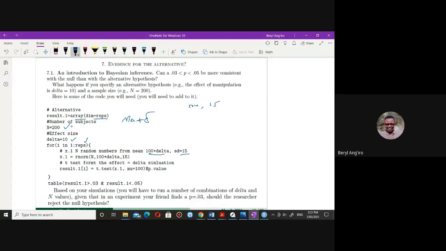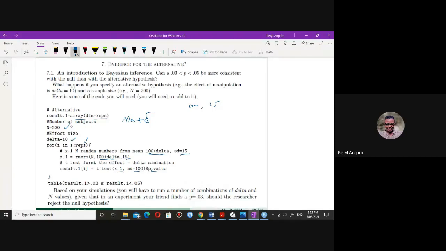Now we are generating from the normal distribution, 200 observations with mean 110, because we have already specified our delta value to be 10, and standard deviation 15. Then we can perform the t-test for the 200 random numbers, testing whether the mean is 100, and extract only the p-values. So we get a table of the results that are greater than this and the results that are less than 5.